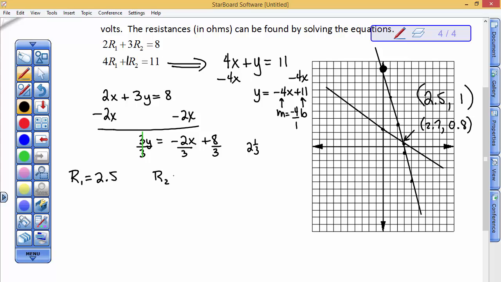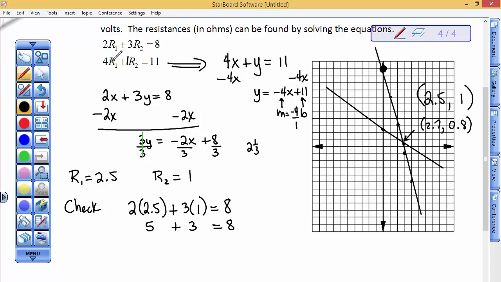So my check will go, and I'll take 2 times r sub 1, my first equation right here, 2 times 2.5 plus 3 times r sub 2, which is 1, and I want to see if that equals 8. 2 times 2.5 is 5, and 5 plus 3 does equal 8. I'm going to take my next equation. I'm going to take 4 times r sub 1, which is 2.5, plus r sub 2, which is 1. I want to know if that equals 11. And 4 times 2.5 is 10, and 10 plus 1 does equal 11.